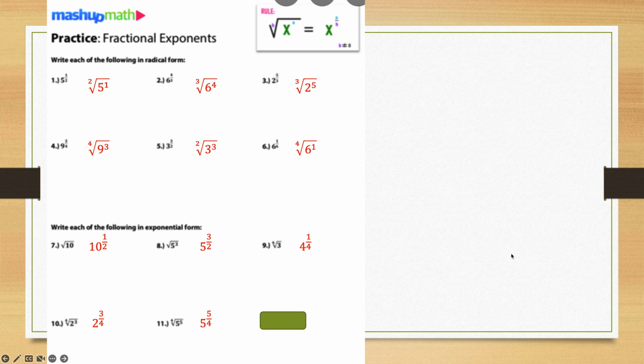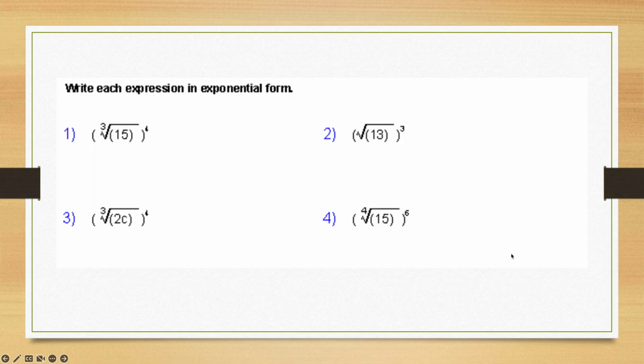Okay. Next up, we want to express these in exponent forms. So I'll go through these with you step by step. This first one is the cube root of 15 to the 4th. Go ahead. The roots of the tree are down. The power is in the leaves. So that's 15 to the 4/3.